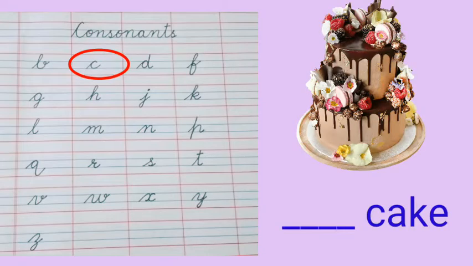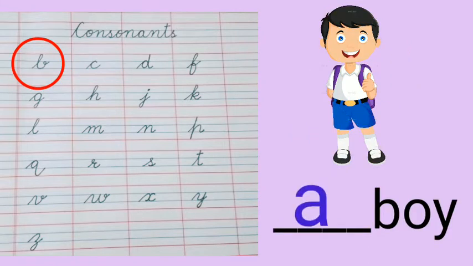And if the word begins with a consonant sound and it is singular in number, then we will use a before that word. Example: a cake, a boy.